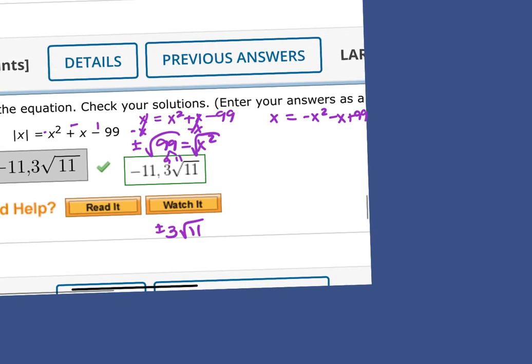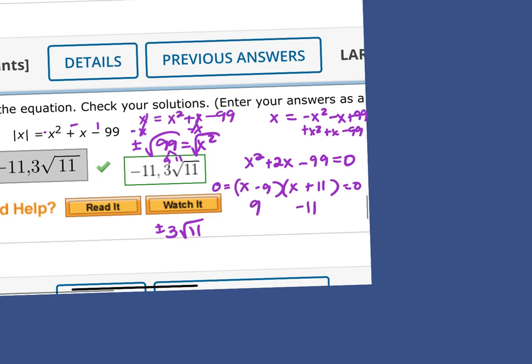And on the right, I'd subtract the x. Actually, I'd move the other side so that it's positive: positive x squared, positive x, and negative 99. I get x squared plus 2x minus 99 equals 0. And then the factors of negative 99 that sum to 2 would be negative 9 and positive 11. Split and solve, and I get 9 and negative 11.